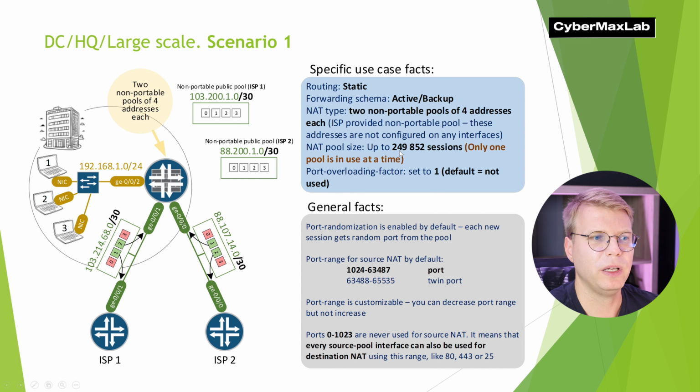It is important to mention that you can also notice that the pool size stays at 250,000 sessions with the port overloading factor set to 1. The reason lies in our active-backup forwarding schema, so we can use one NAT pool at a time. Let's say if ISP1 is the primary way out, we use the ISP1 pool, but we don't use ISP2. And we start using the ISP2 pool only when ISP1 goes down.